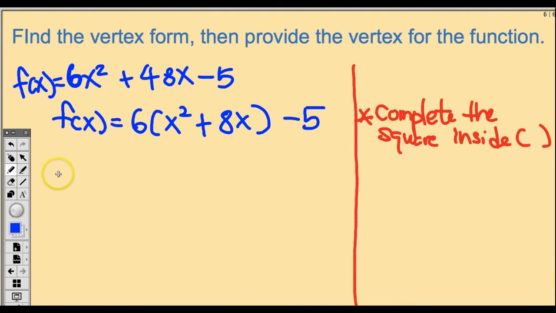Okay, so it's going to be f of x, and that equals 6 times x squared, right?